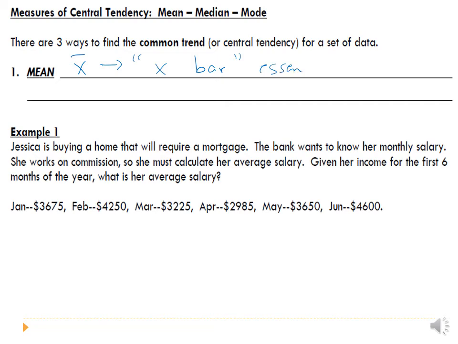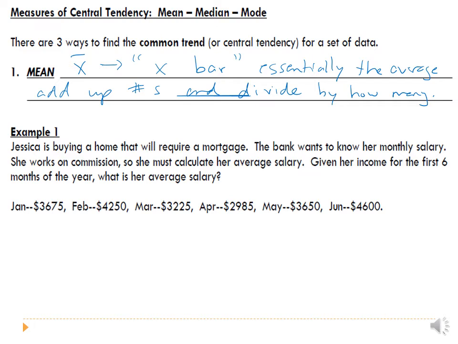Essentially, the average, which means you add up the numbers and divide by how many. So from now on, when you see mean, you got to think average, and you're going to see this symbol X bar, X with a horizontal line above it. That just means finding the average.